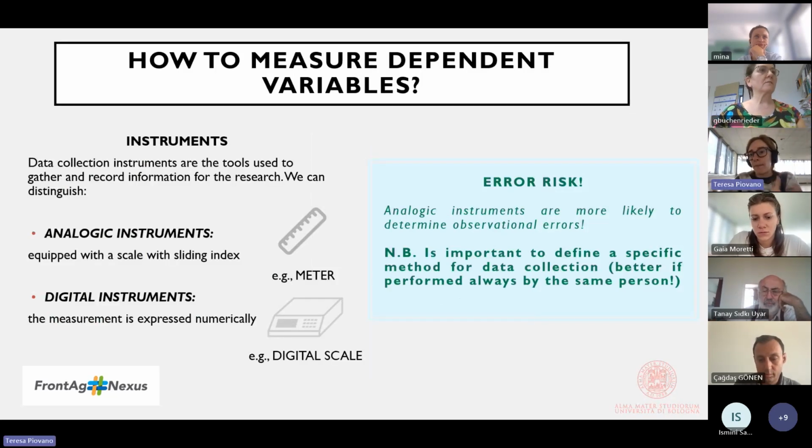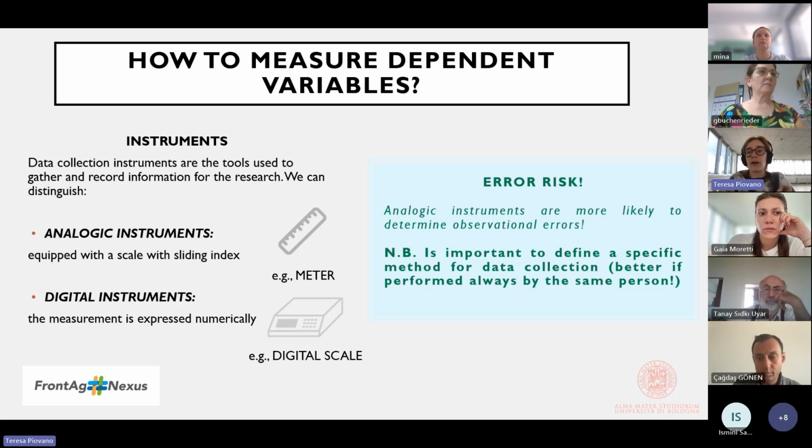So how can we measure our dependent variables? Obviously through instruments, through tools. We can have analogical and digital instruments, analogical like the meter, for example, and digital like the scale. It's also important to introduce the concept of error risk, because what we are doing in our experimentation is trying to reduce as much as possible the error risk. Obviously, using digital instruments can reduce the risk of observational errors.